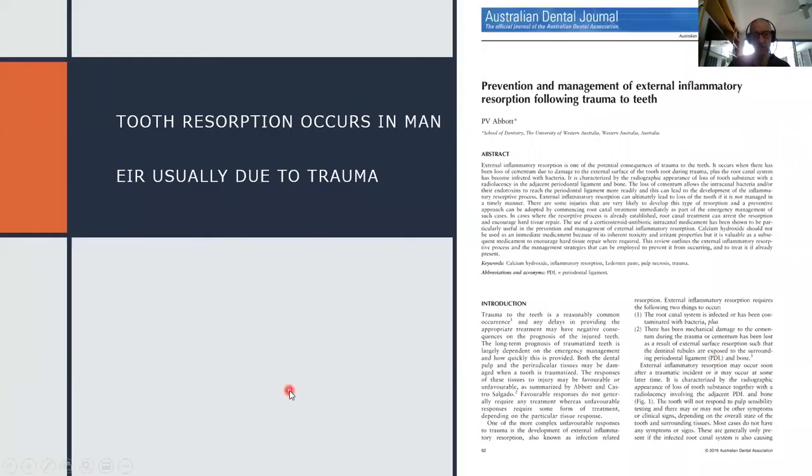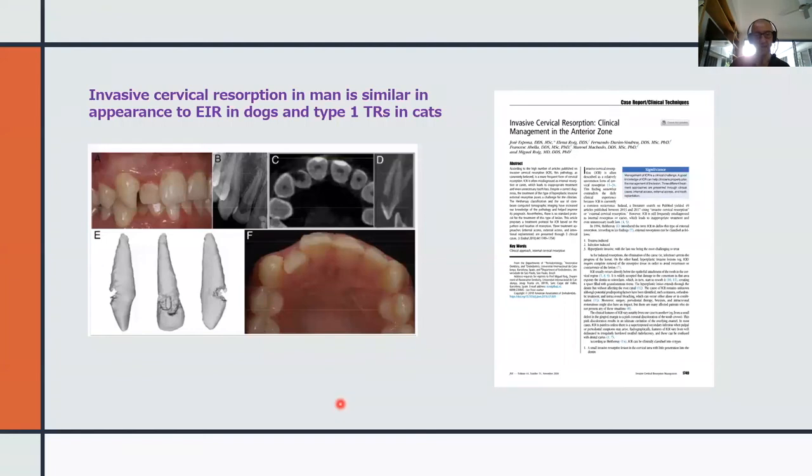So the most common cause of external inflammatory resorption in man, at least, in the tooth, is due to trauma. And this can be related to earlier trauma, and then years later you can actually see inflammatory resorption occurring in the tooth structure. We don't know if that's a situation in dogs and cats. We're really not certain.